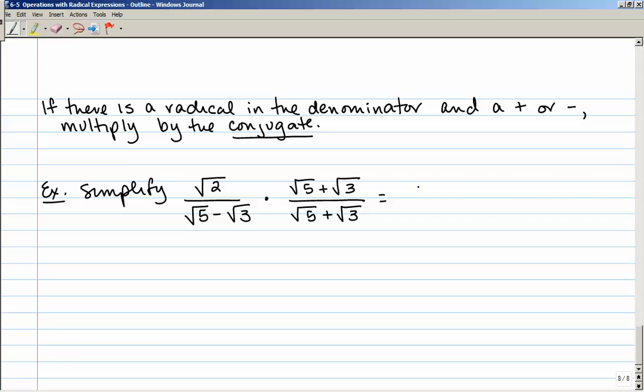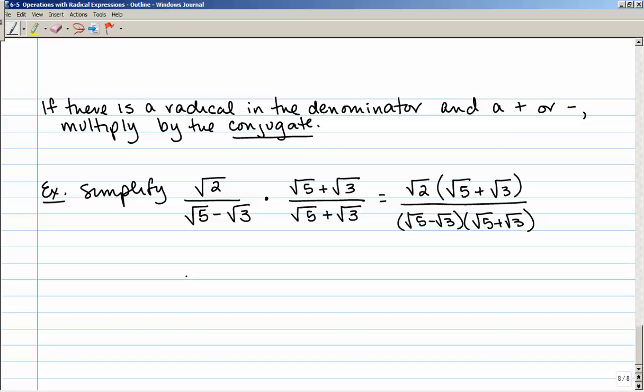On the top, I'll distribute. I'll go ahead and write out the steps here so you can see what we're doing. And then on the bottom, I'll be foiling. Okay. On the top, I will get square root of 10 plus the square root of 6.